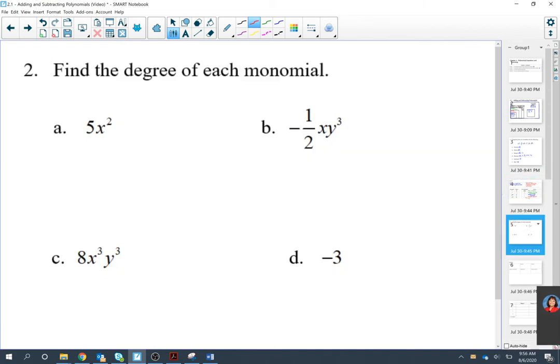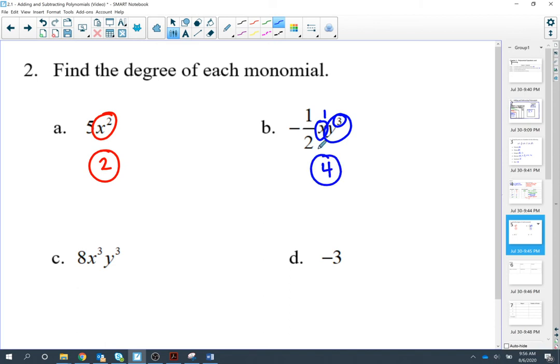Okay, a couple examples. Find the degree of each monomial. Take a look at letter A, 5x squared. Degree is the number on the variable, or the exponent on the variable. The variable we're looking at here, x squared. The degree is 2. Letter B, negative 1/2 xy cubed. This one has 2 variables. He's got the y and he's got the x. The degree on the y is a 3. The degree on the x, can't see it, but it's there, it's a 1. So because this guy has 2 variables, we add those together. The degree would be 4.